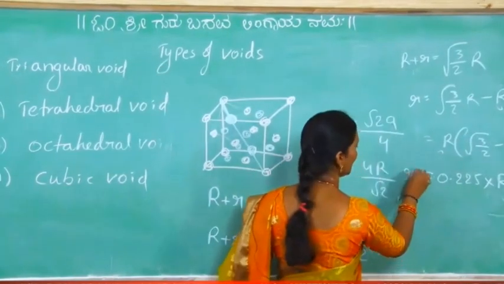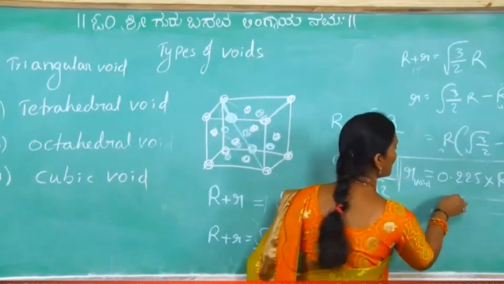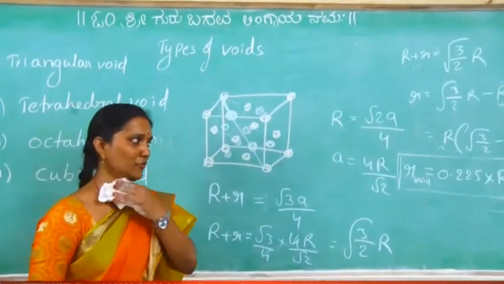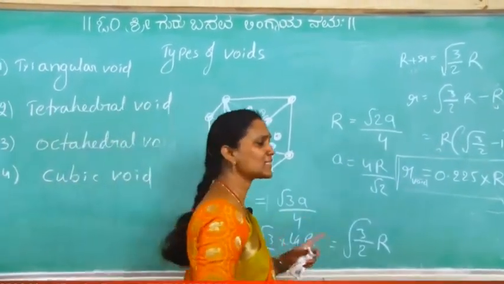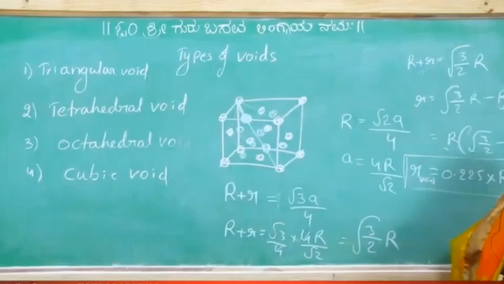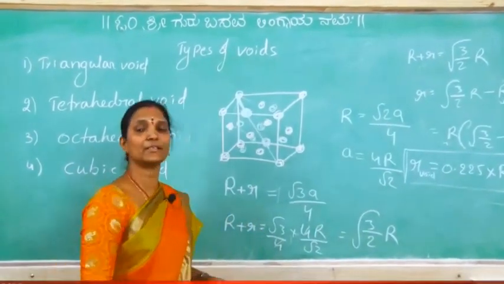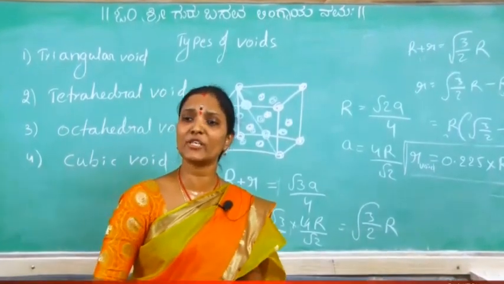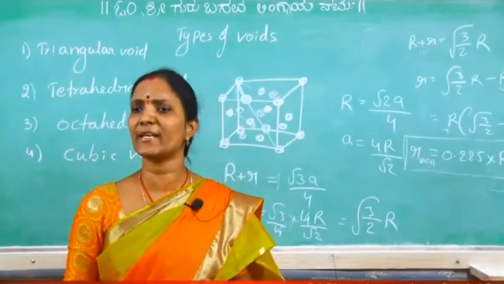What is it? Radius of void. So the formula to find the radius of tetrahedral void is 0.225 into radius of sphere. The formula for the radius of triangular void is 0.155 into radius of sphere. In triangular void, coordination number is 3. In tetrahedral void, coordination number is 4. Tetrahedral and octahedral voids are common in CCP and HCP.